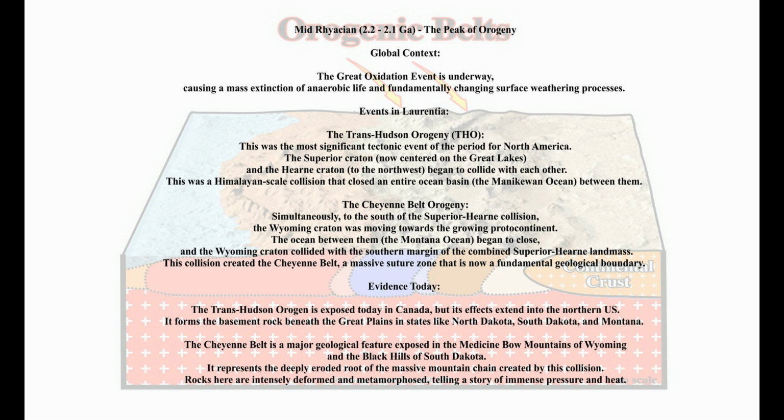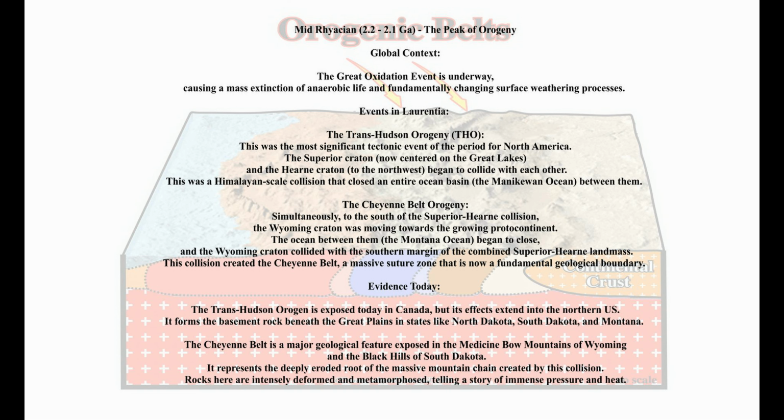The Cheyenne Belt orogeny. Simultaneously, to the south of the Superior-Hearn collision, the Wyoming Craton was moving towards the growing protocontinent. The ocean between them, the Montana Ocean, began to close, and the Wyoming Craton collided with the southern margin of the combined Superior-Hearn landmass. This collision created the Cheyenne Belt, a massive suture zone that is now a fundamental geological boundary.